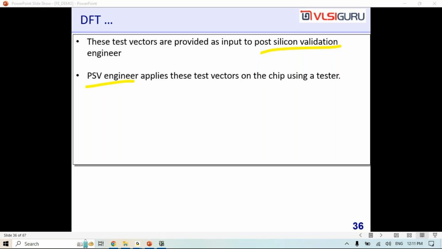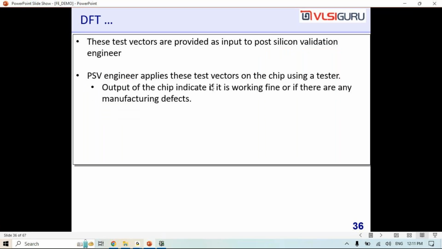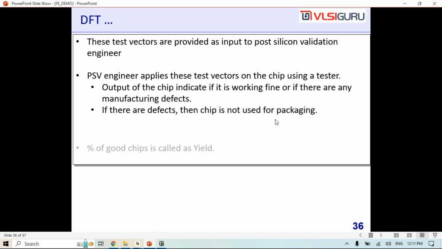The post silicon validation engineer. What does he do? The output of the chip indicates if the chip is working fine, if there are any manufacturing defects. If there are defects, the chip is not used for packaging. If the chip is good, it is packaged and you get the phone, the final product.